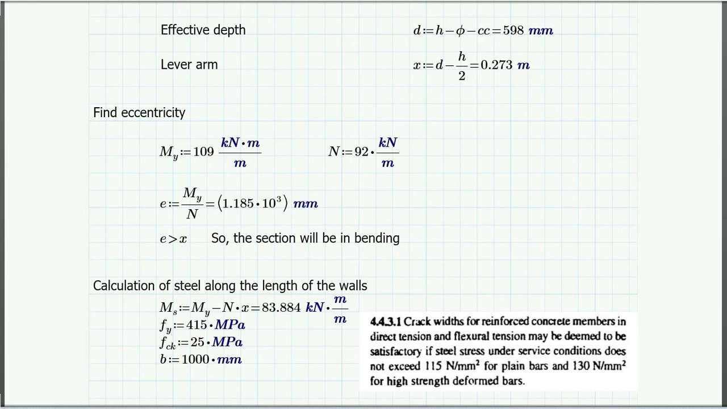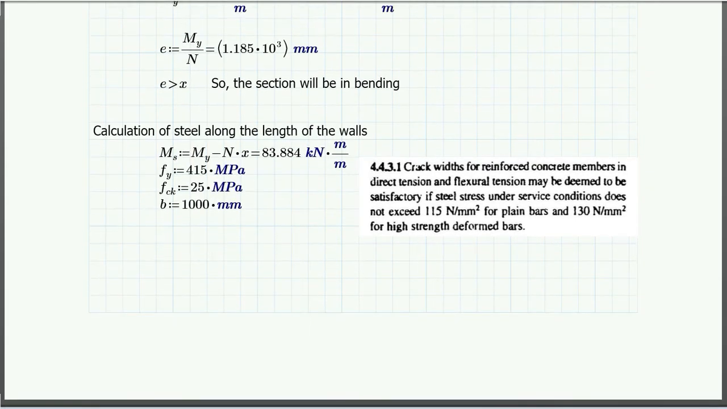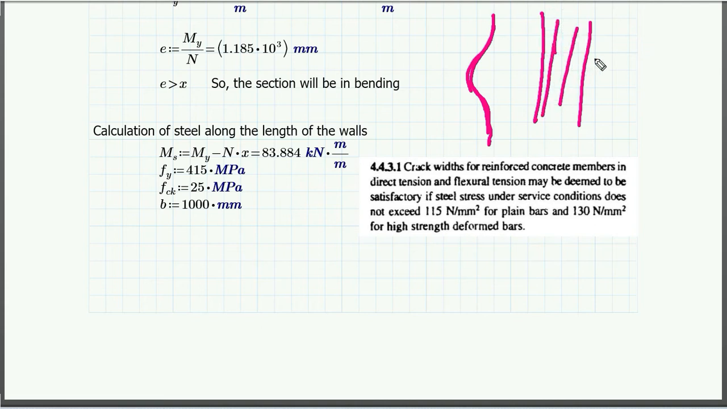Now let's calculate the steel along the length of the walls, because this moment is a horizontal moment. This is the deflection pattern of the wall, so the reinforcement is also going to be in this direction, along the length of the section.